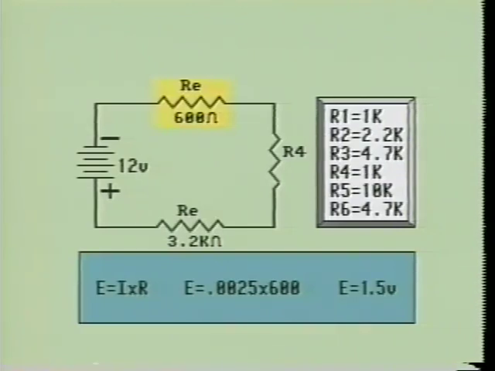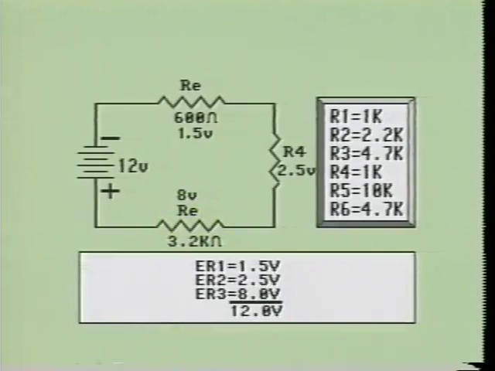When we multiply 0.0025 times the equivalent resistance of the R1, R2, R3 combination, it shows we have 1.5 volt drop across the parallel network. When we multiply 0.0025 times the value of R4, we see that we have a 2.5 volts across this resistor. And when we multiply the current times the equivalent resistance of the R5, R6 combination, we see that it has an 8 volt drop across this parallel branch. When we total the three voltage drops, we see the sum is equal to the power source voltage of the circuit.